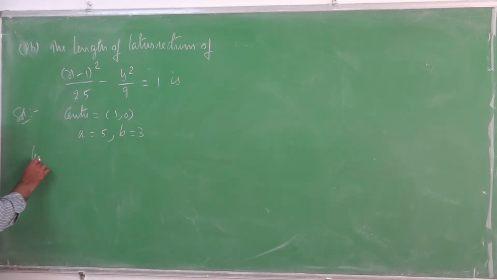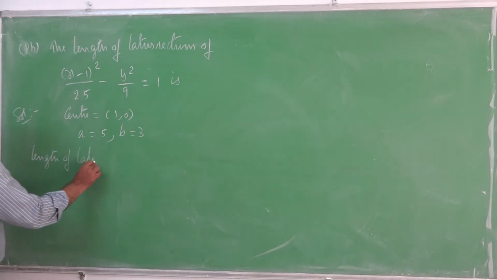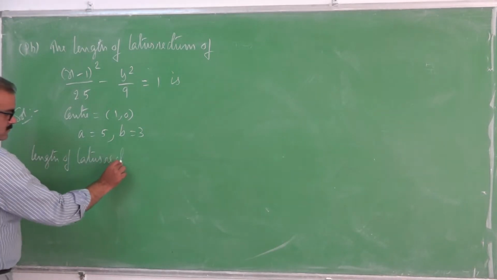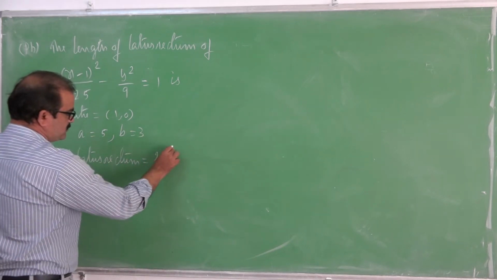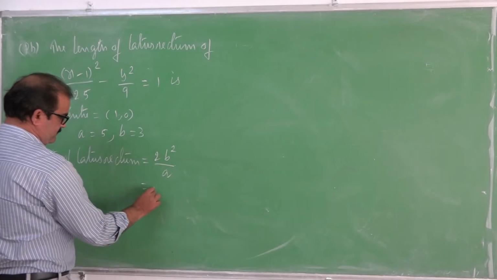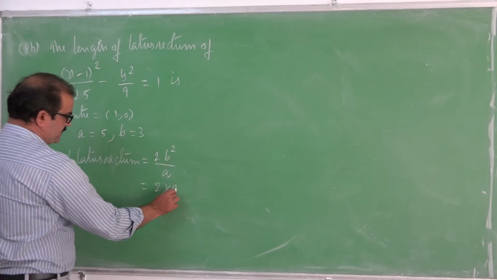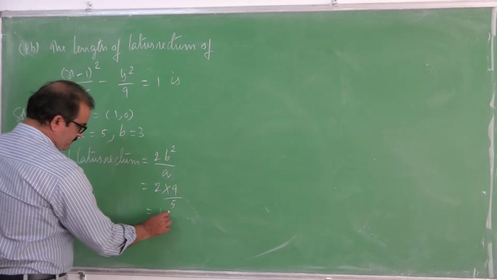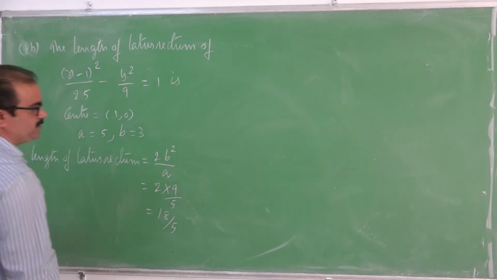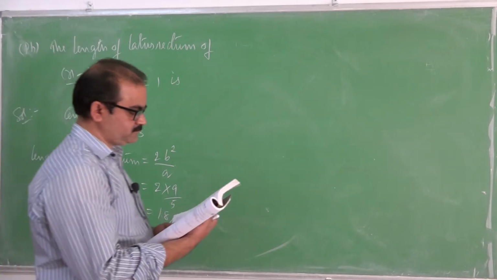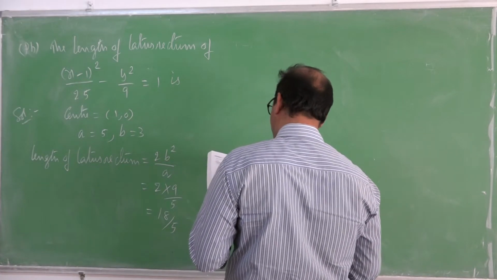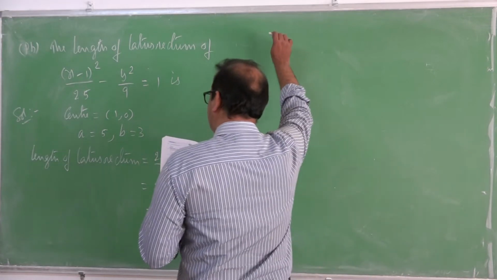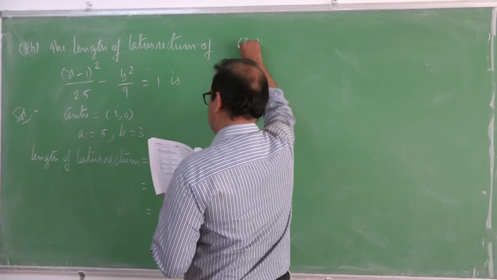Now the length of latus rectum is equal to 2b square by a. 2 into b square 9 by 5, that is 18 by 5. Next problem.